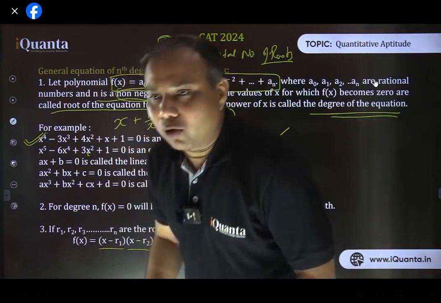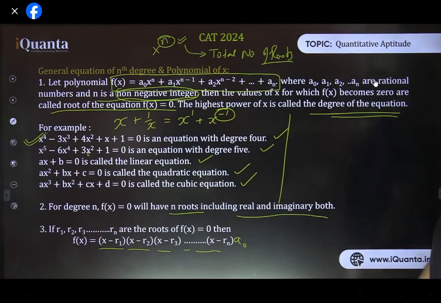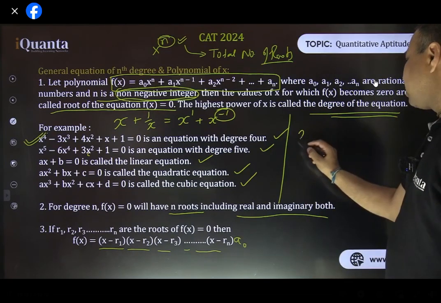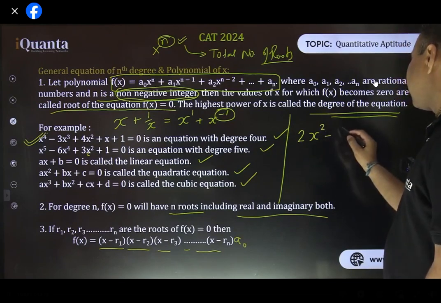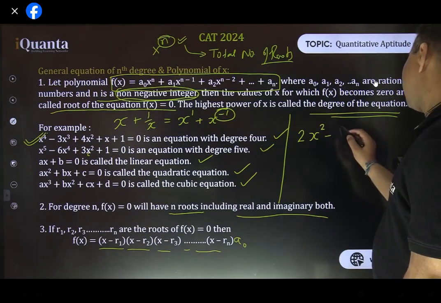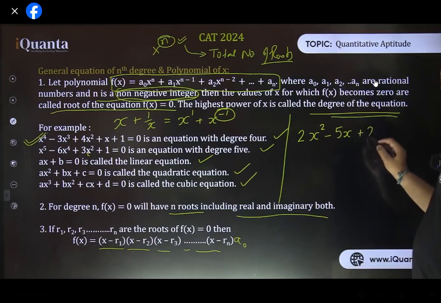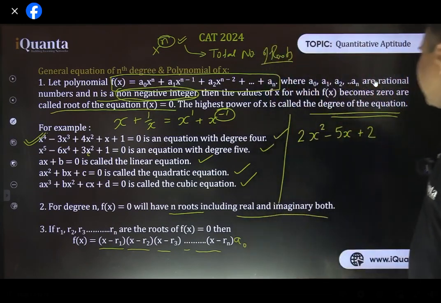Let me repeat the last part. Okay, let's take a small example. I'm writing a quadratic part only. Let's say 2x square minus 5x plus 2. Okay, I've written this quadratic polynomial. It's a quadratic polynomial, fine.